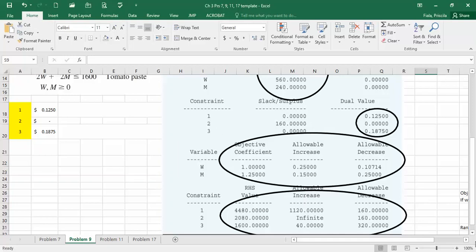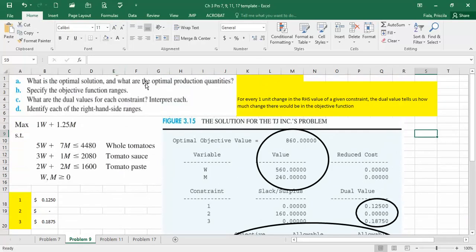And then we're gonna go over the rest. Okay, so let's start with letter A. What is the optimal solution and what are the optimal production quantities?